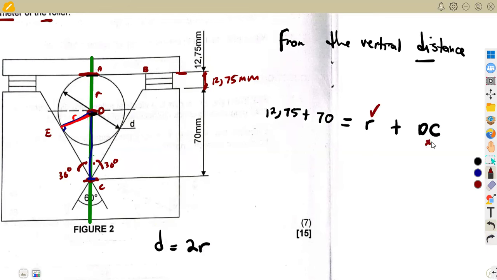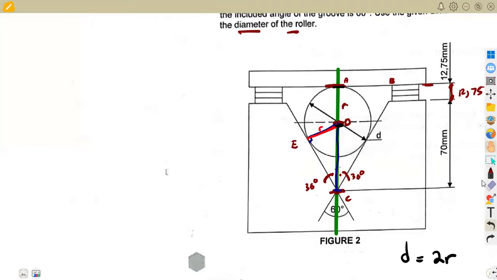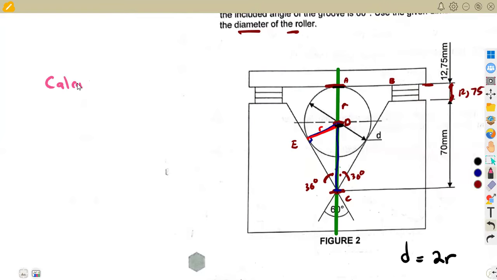So we need to think about DC. Since we do not have numerical values, it is difficult for us to calculate DC. If maybe we were given EC as 7, we would use that to calculate, but we do not have anything. So we are stuck. What are we going to do? We are going to calculate this DC in terms of the radius, R. If we can calculate this in terms of radius, remember, we are able to calculate the diameter.